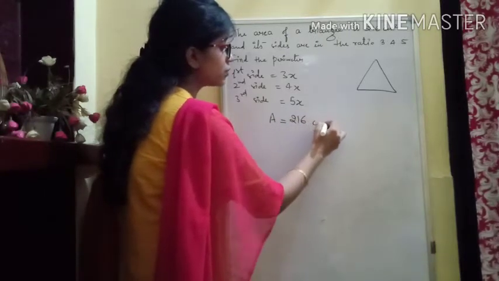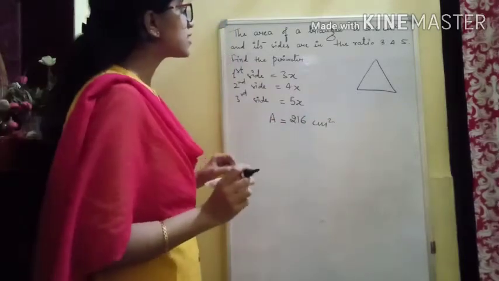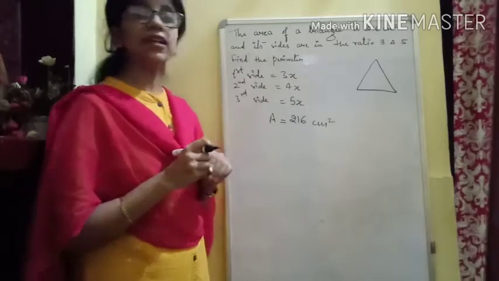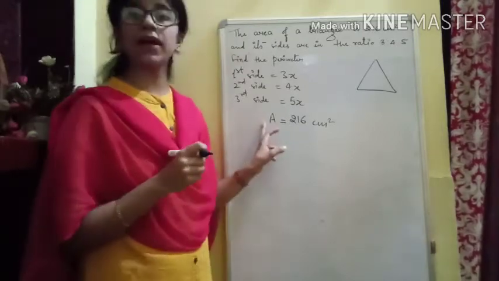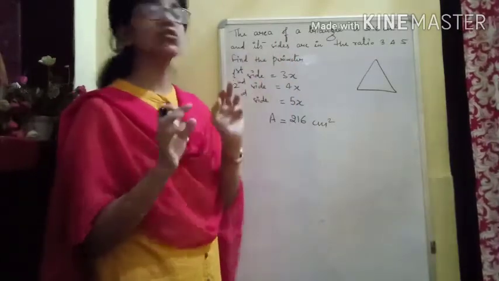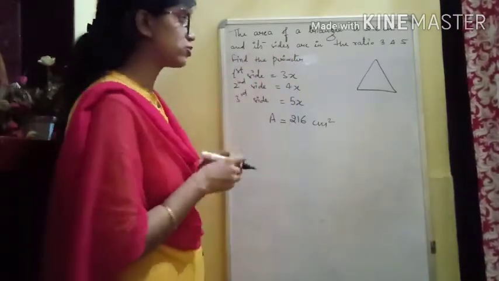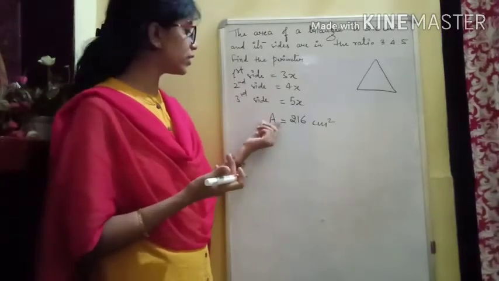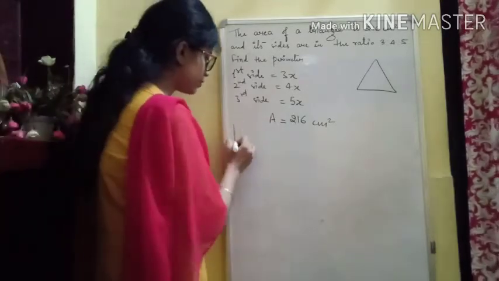216 centimeter square. By the way, since it is not given that the given triangle is a right angle triangle, that means we cannot apply the formula half base into height, because in the question it is nowhere written that it is a right angle triangle. So that means we can only apply Heron's formula to calculate the area, which is square root.